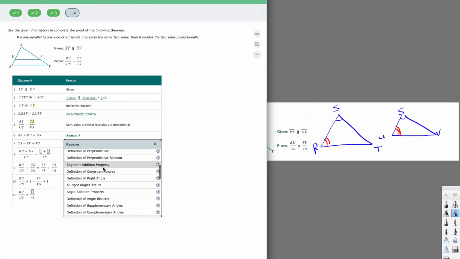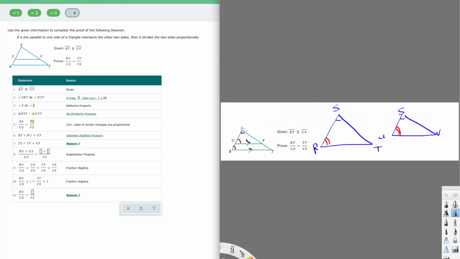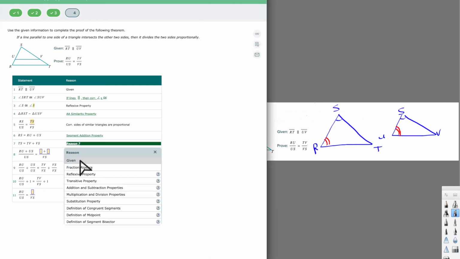And they're doing the same thing for the other side. We have TS, and this whole segment is going to be equal to the two segments that create it. So again, we're going from the entire side, separating the whole thing, and now we're putting it back together with this parallel side here and saying, we know that this whole side is here, but it is equal to these two smaller pieces also. So segment addition, there it is.